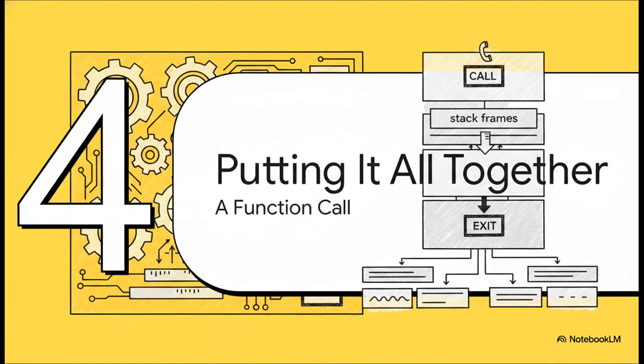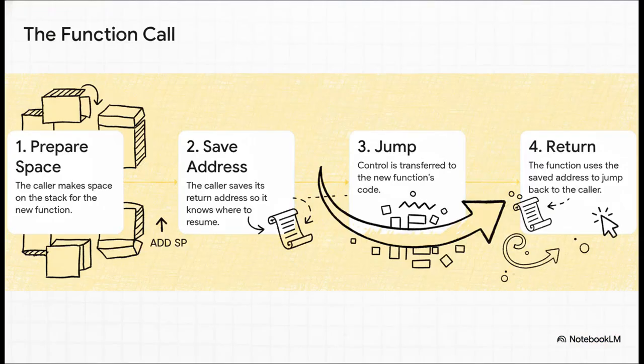Okay, so let's see how these ideas actually work together in the real world. We're going to look at one of the most common things a program does, calling a function. And this whole process relies almost entirely on the stack. It's really like a little four-step dance. First, the caller makes room on the stack for a new tray. That's our add_sp instruction. Second, it leaves a little note on the old tray saying, hey, come back here when you're done.